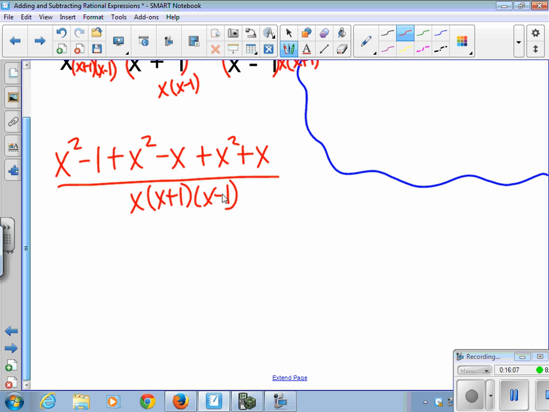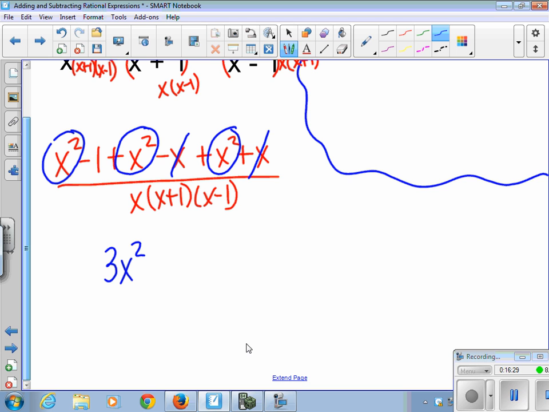And I haven't said this before, but you always want to leave this factored out in case something in the top will end up canceling one of those factors out. So you always want to leave that factored out. And so then I'm going to combine my like terms. So this is going to give me 1x squared, 2x squared, 3x squared. So 3x squared, minus x and plus x are going to cancel each other out. And then I'm going to have minus 1 there. And so then that's over x times x plus 1, x minus 1.